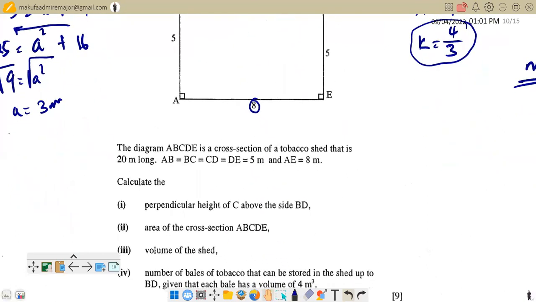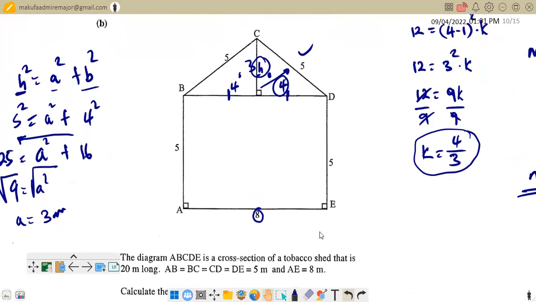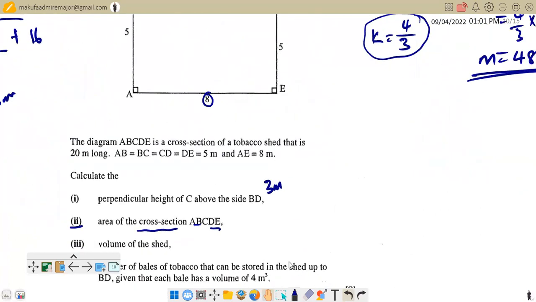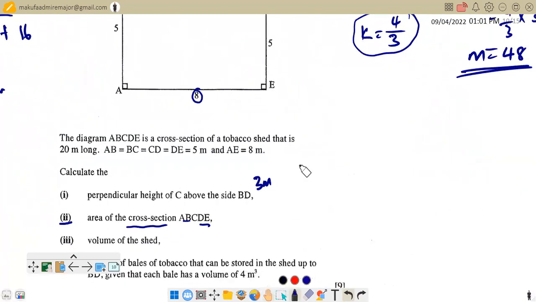Then the other part here, in this one, we got 3 meters here. The area of the cross-section A, B, C, D, E. So we need the area of this whole cross-section A, B, C, D, E. The area of this is your cross-section. So what is the area of this shape? As you can see, we've got a combination of two shapes, a rectangle and a triangle. So this is what you're going to do to find the total area in this case. So this is item 2.